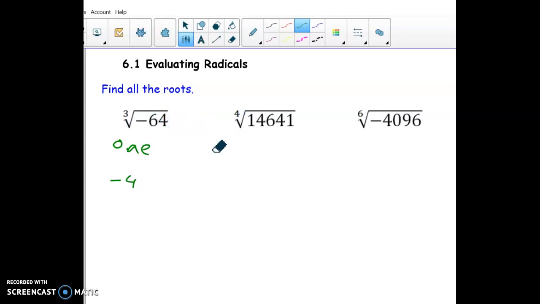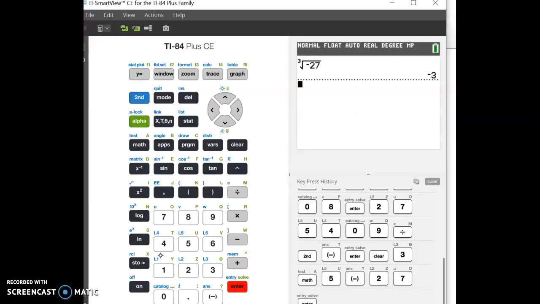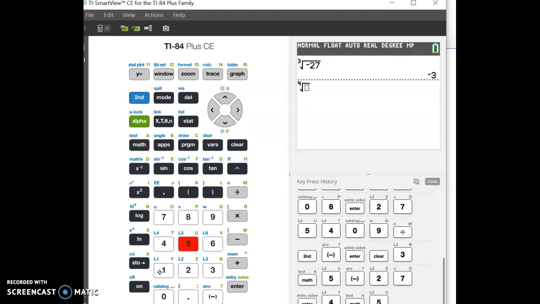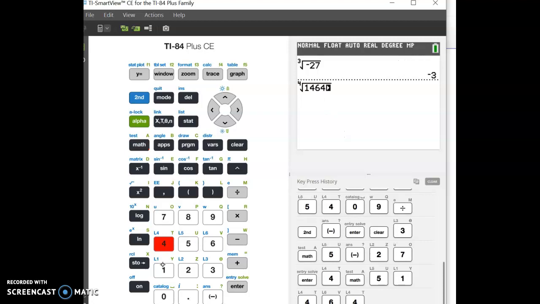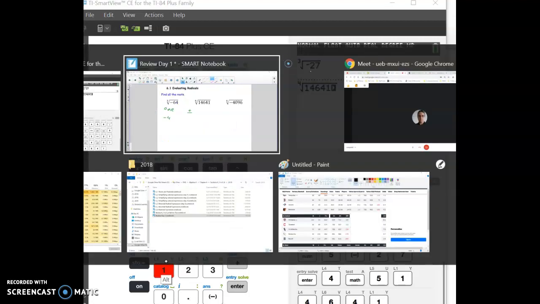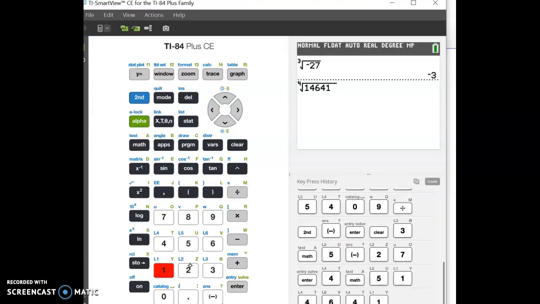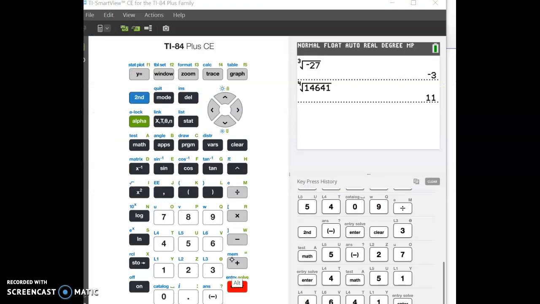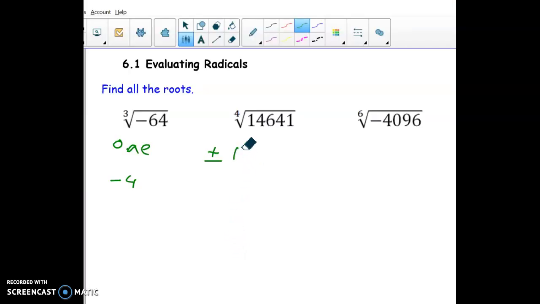This fourth root is even and positive. So I know there's going to be plus minus, and then just type it in your calculator. So you can type the 4 first, math, x root, and then whatever that number was, 1, 4, 6, 4, 1, I think. All right, and so your calculator will tell you that it's 11, but we've got to remember that it's both plus and minus. This would be plus and minus 11.